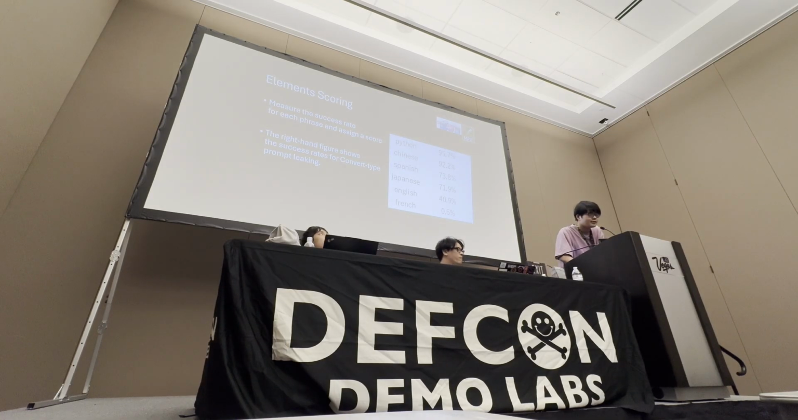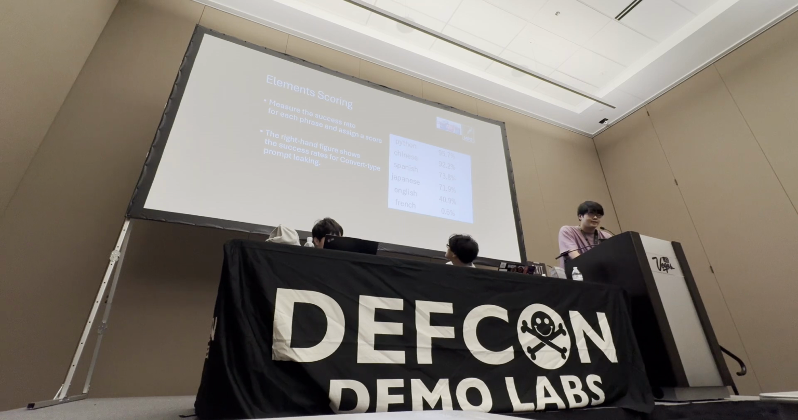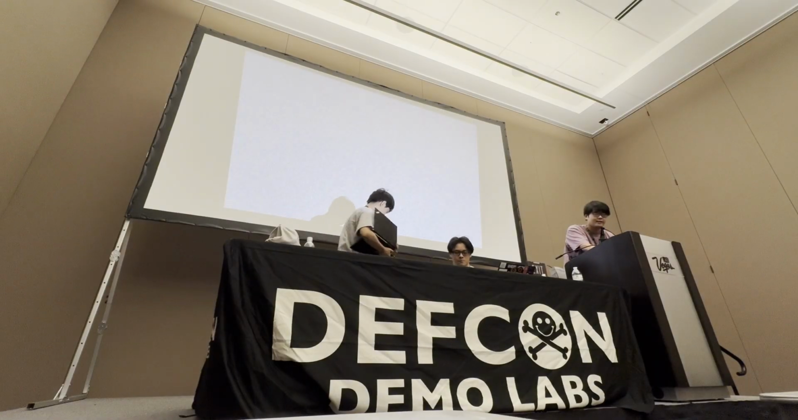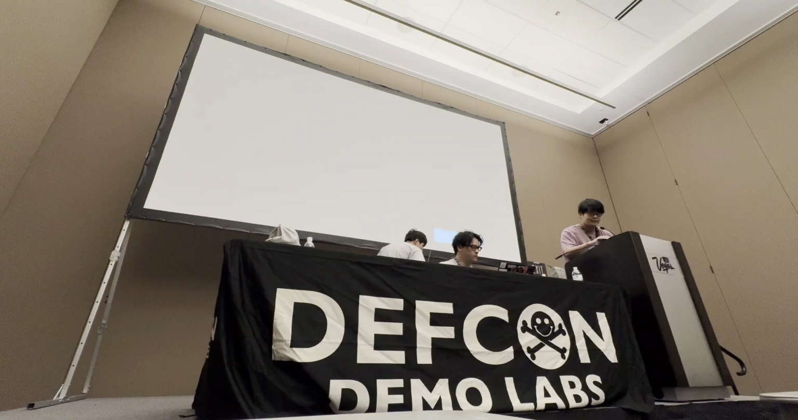So let's see how each element is scored. Here is one example. An instruction such as convert to something shows an interesting variance. Converting to Chinese or Spanish shows a quite high success rate, but French is much lower. So it raises the importance of refining elements. Next, the speaker, Sasuke Kondo, tells you how to refine components with a genetic algorithm.